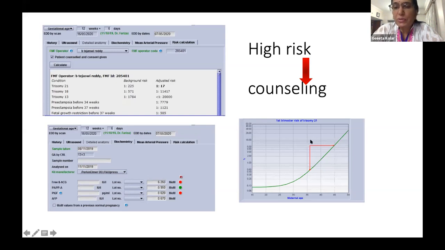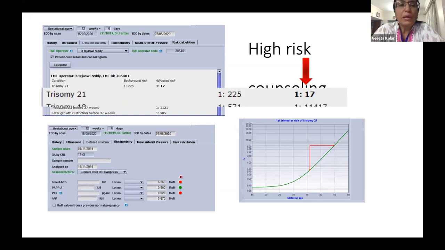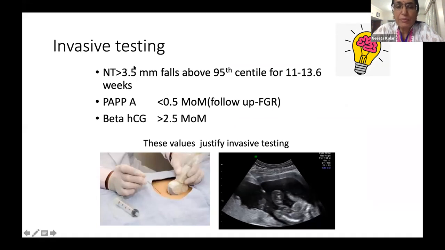So how do we advise these mothers? We counsel them and advise them to do a karyotyping and also follow up for growth of the baby later on. So when the NT is more than 3.5, for any mother of any age, it is certainly above the 95th centile. When the PAPP-A is less than 0.5, again, it's a marker for Down syndrome. You need to follow up for fetal growth restriction if the karyotype is normal. Beta-HCG we saw in the last example was above 6. So again, she comes in the high risk. So any of these values justify invasive testing. That means an NT above 3.5, a low PAPP-A less than 0.5, and a beta-HCG more than 2.5 MoM.